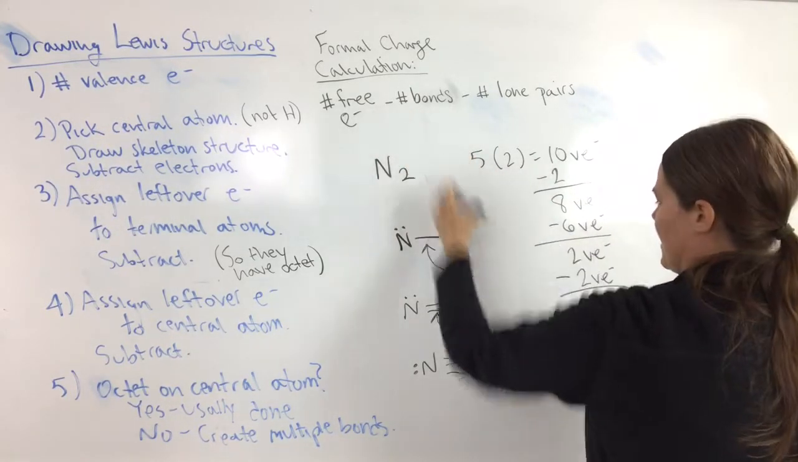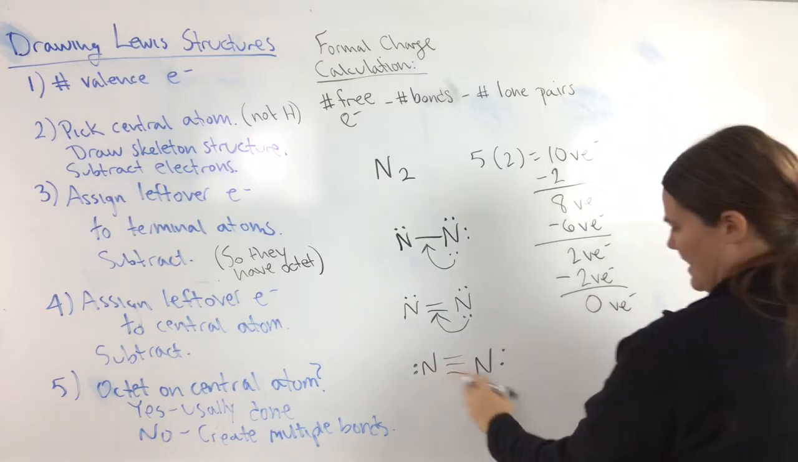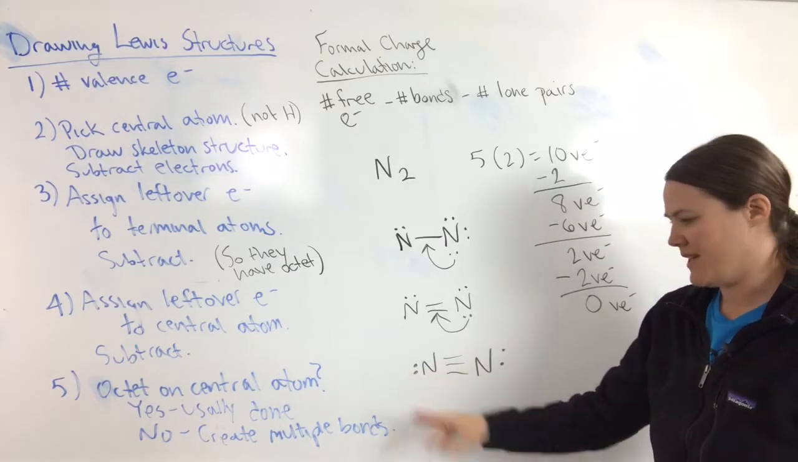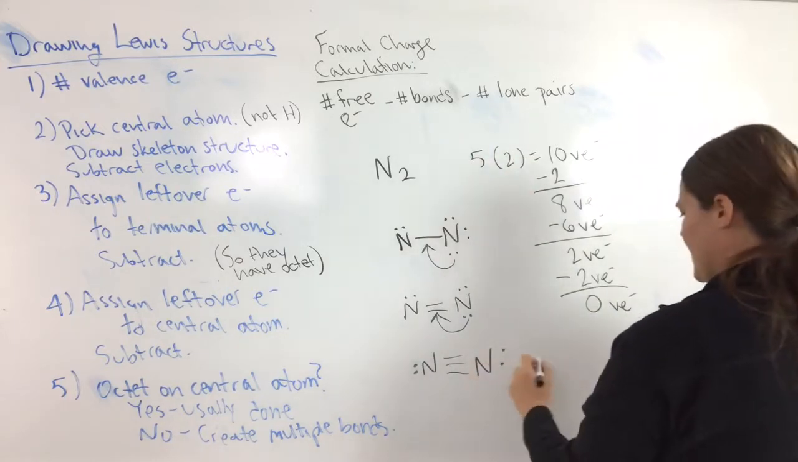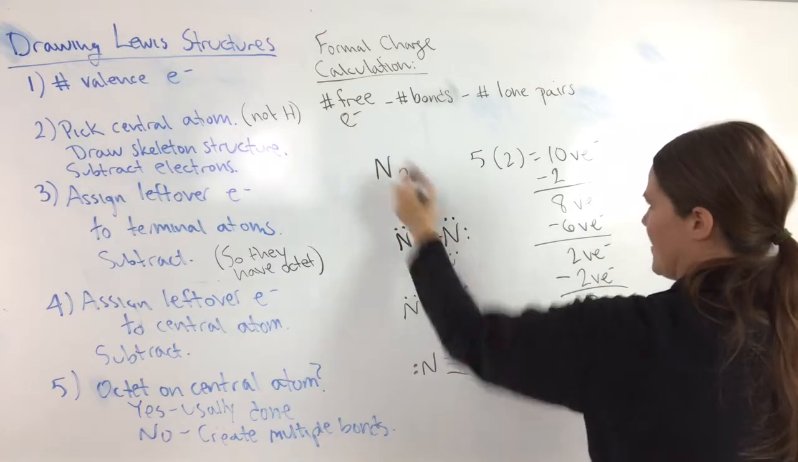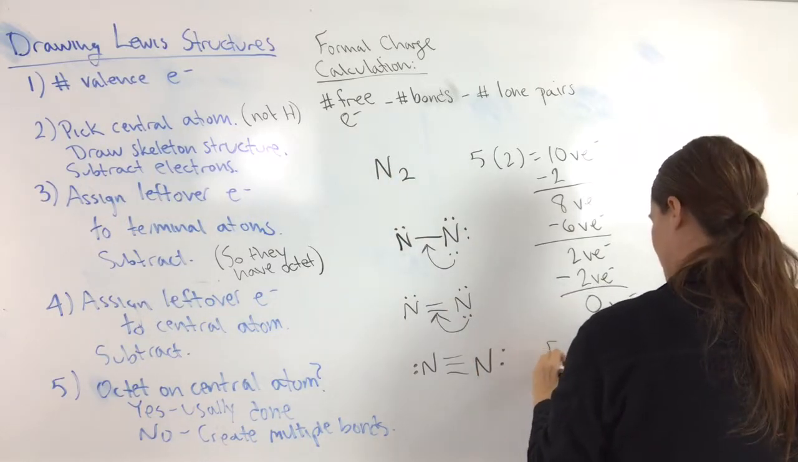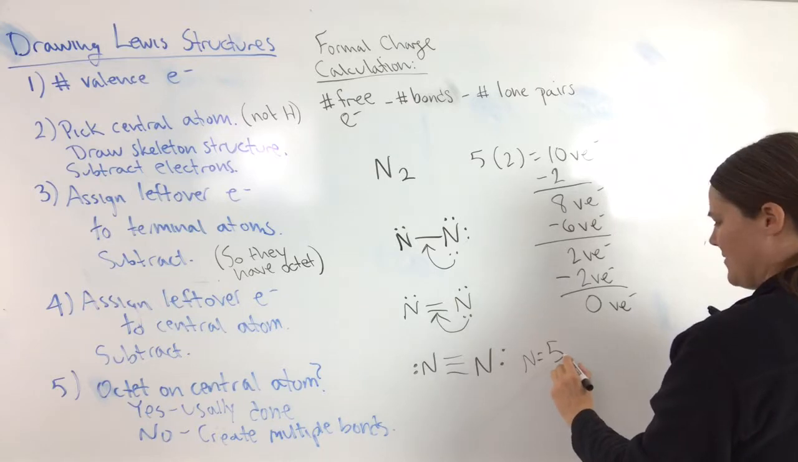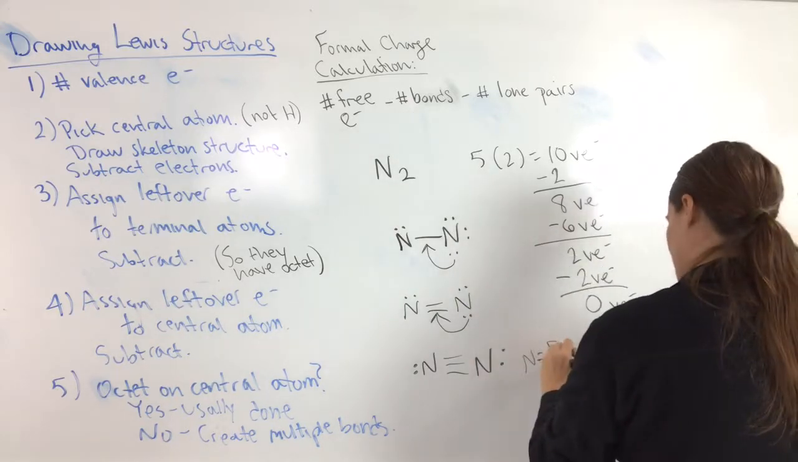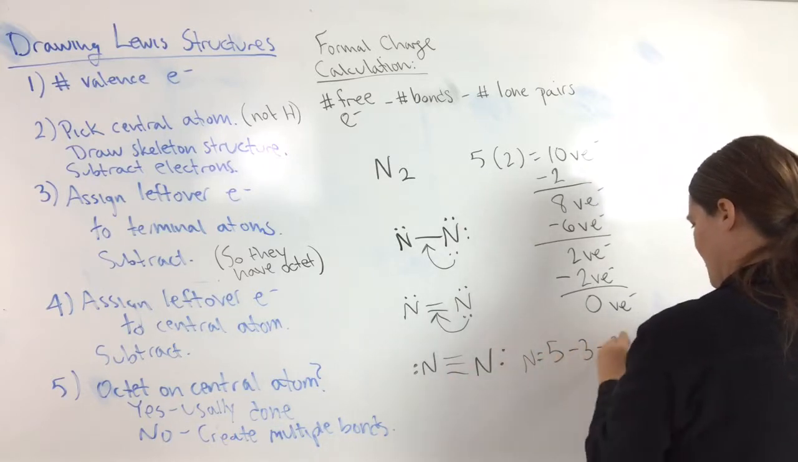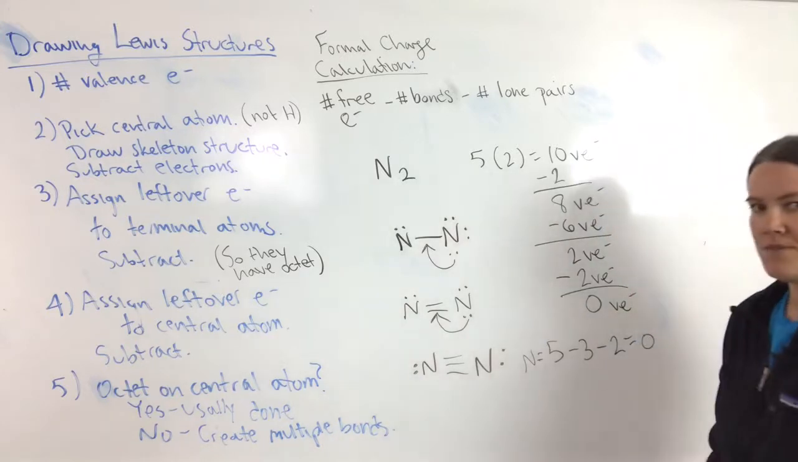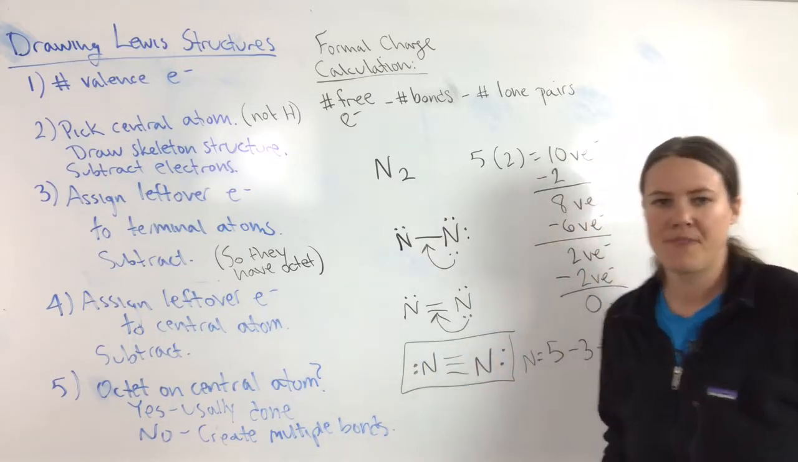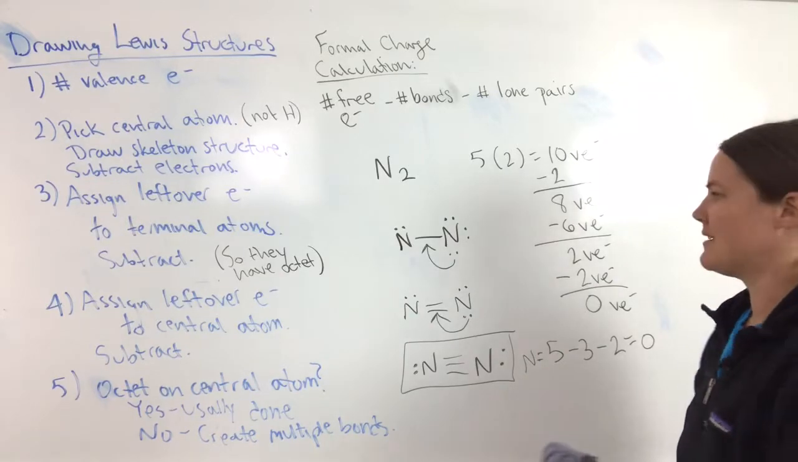But we want to go a step further and calculate the formal charge of this nitrogen. Both of these nitrogens are going to have the same formal charge because they each have 3 bonds and they each have 2 lone pairs. If we look at a free atom of nitrogen, we have 5 electrons. I'm calculating the formal charge for nitrogen right now. So I have 5 valence electrons in the free atom, minus 3 bonds, minus 2 lone pairs. So this means that there's a 0 formal charge on both of these nitrogens. So this is the correct structure. Now I'm going to erase this and do another example.